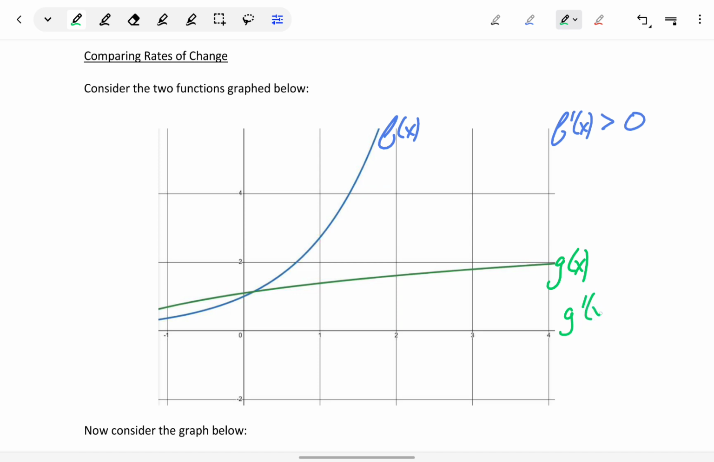If we evaluated g prime of x for any value of x, that derivative result would be positive because we have an increasing function. But it's pretty obvious to tell that our function f of x is increasing much more rapidly than our function g of x. So there's the concept of a function increasing or decreasing, having a positive instantaneous rate of change or a negative instantaneous rate of change. But there are also different rates at which a function can be increasing or decreasing.